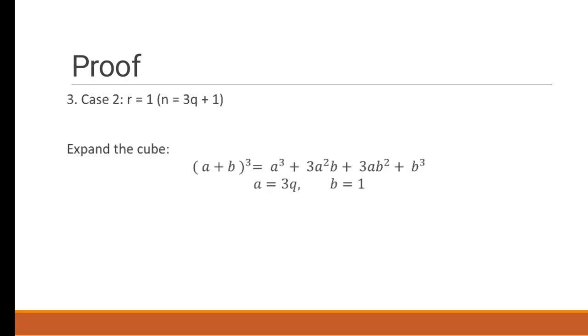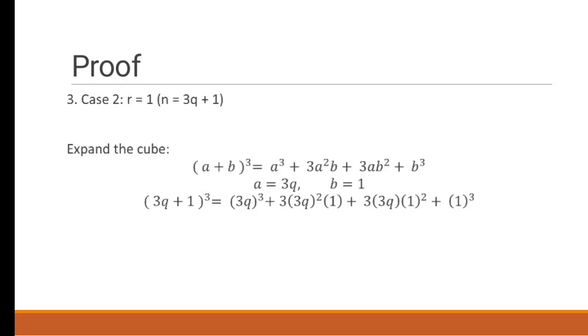So in the second case, r is equal to 1. Therefore, n will be equal to 3q plus 1. So in order to get the cube of n is equal to 3q plus 1, we must first expand the cube. So the formula is the quantity of a plus b cubed is equal to a cubed plus 3a squared times b plus 3a times b squared plus b cubed, where a is equal to 3q and b is equal to 1. The next step is for us to substitute a and b of their respective values.